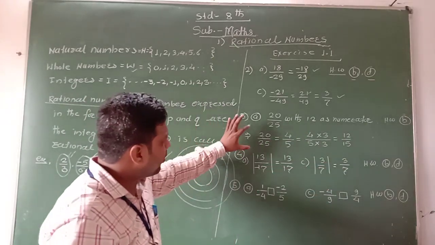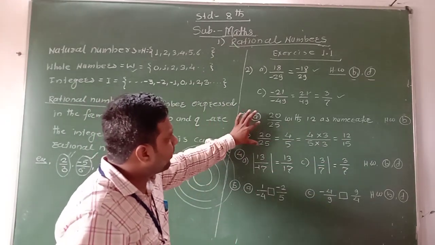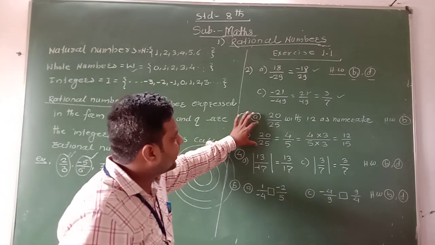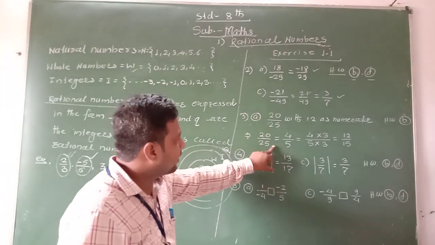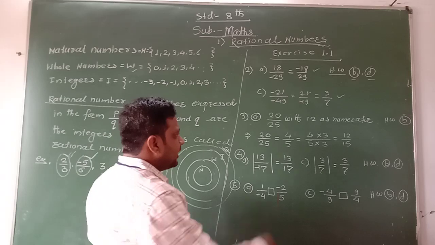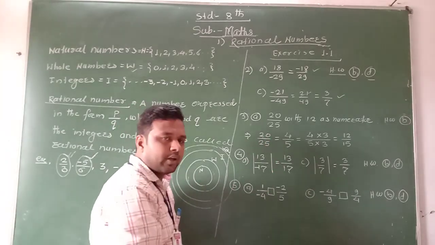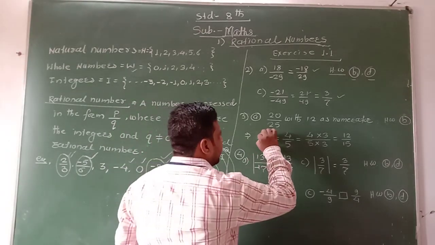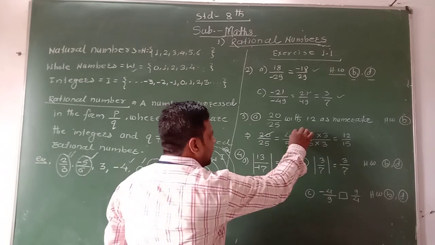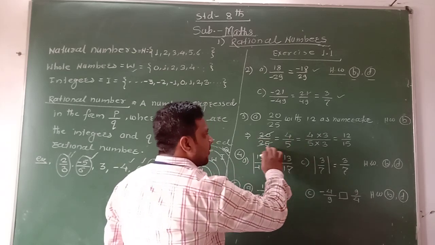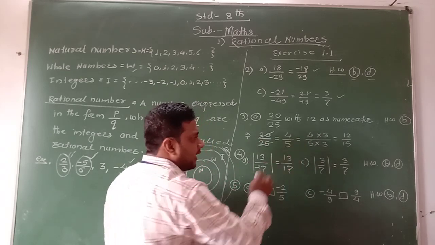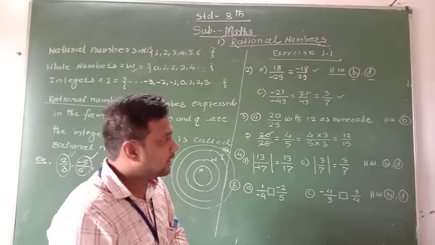Now what is the rational number? 20 upon 25. First we write the simplest form of this number, which is equal to 4 upon 5. These numbers 20 and 25 are divisible by 5. Therefore 5 4s are 20 and 5 5s are 25. So 4 upon 5 we get, this is the simplest form of the rational number.